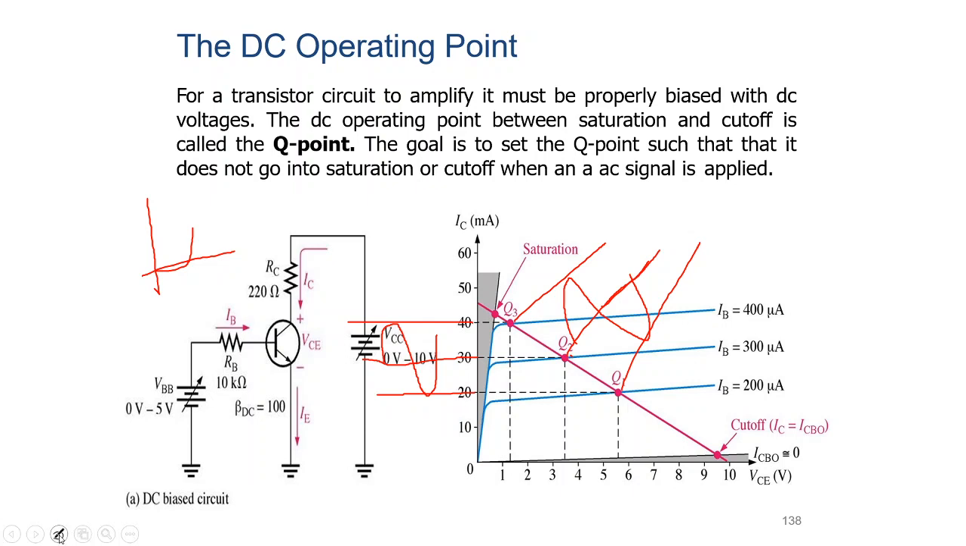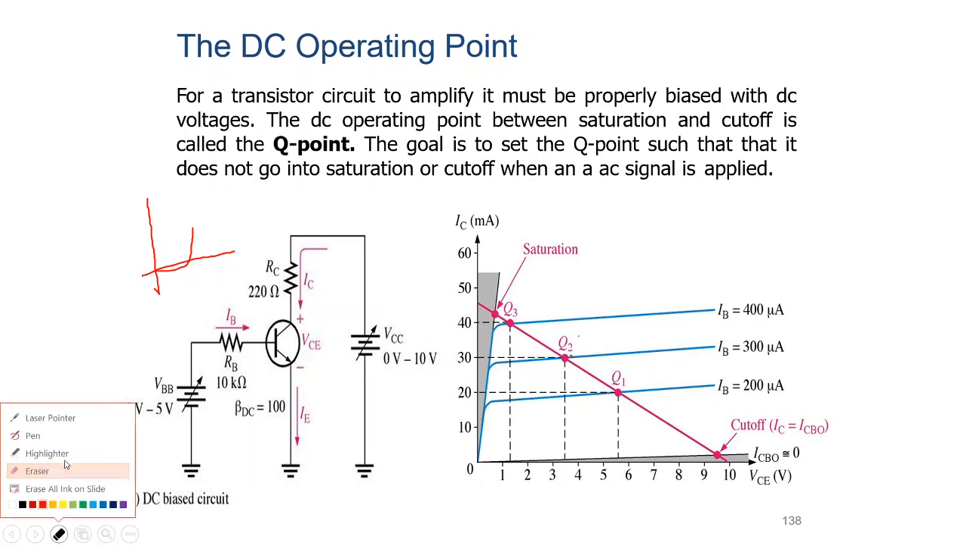Otherwise it cannot generate the proper output voltage. That is a major thing: we have to consider the Q point properly for the amplification section. Otherwise it cannot act as an amplifier, and we are going to get a distorted output.